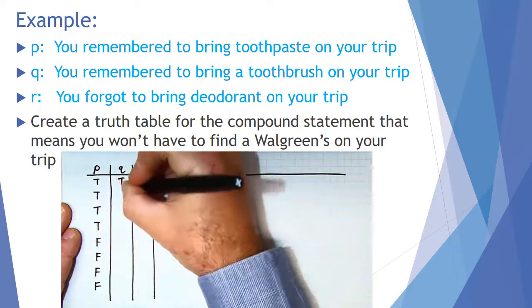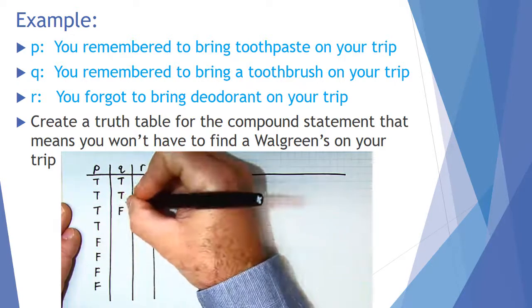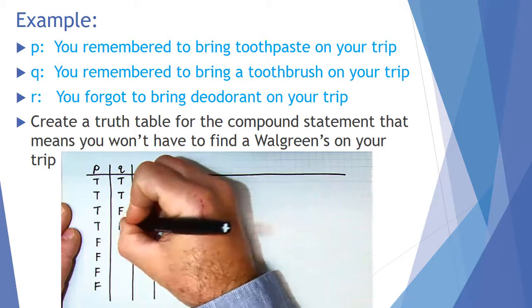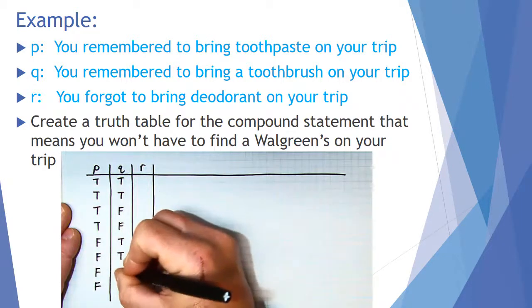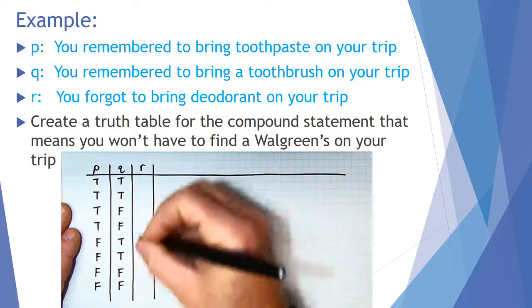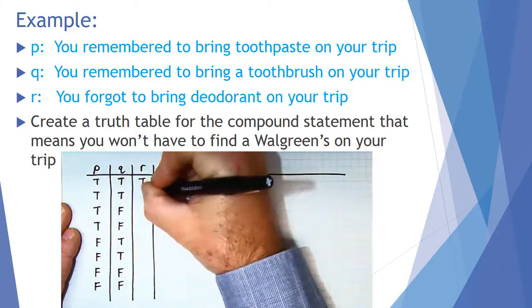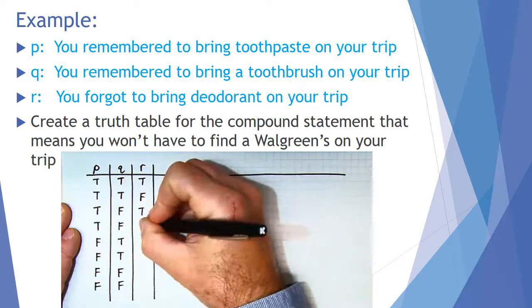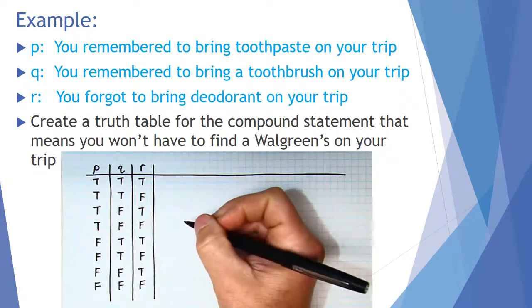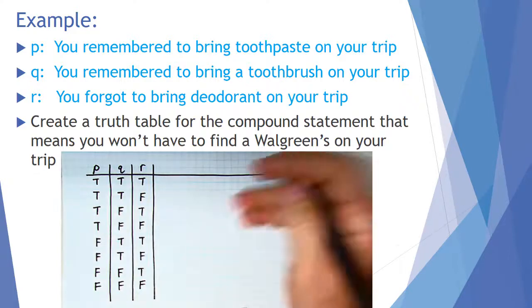Q then will have a pair of trues and a pair of falses, and another pair of trues and another pair of falses. And R will then alternate from true to false, true to false. And again, we always do trues before falses. Now, what compound statement do we want to build?